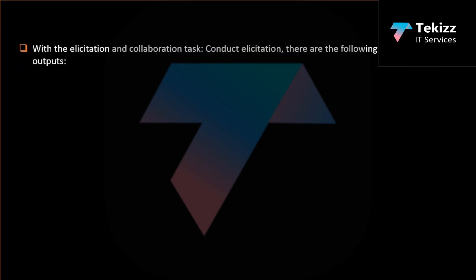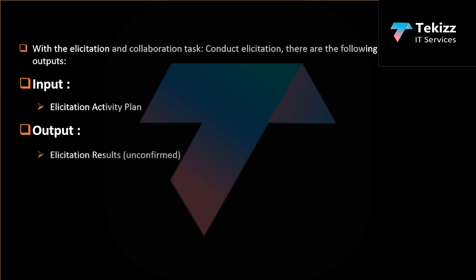So with the elicitation and collaboration task of conducting the elicitation, there are key inputs and outputs. As an input, it will require the elicitation activity plan, which was the outcome of the earlier activity. And as an output, we can expect the elicitation result that is unconfirmed.